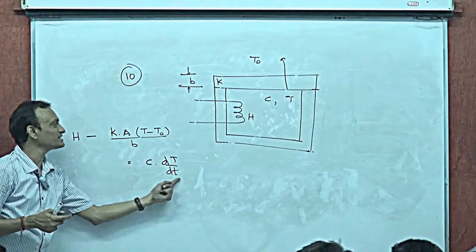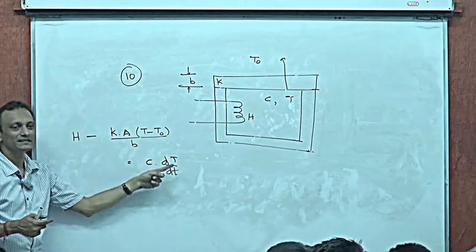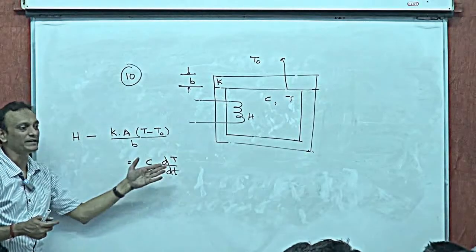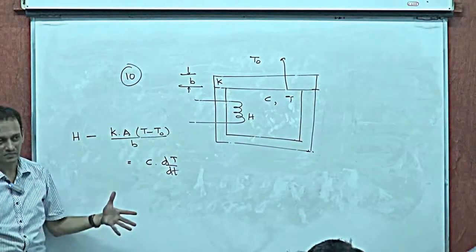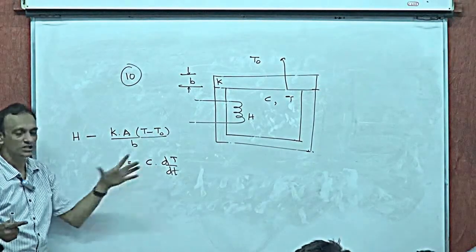You can bring this below this. You'll get an exponential function. You'll be able to get T as a function of time. At time t equal to 0, capital T was T naught. At time t equal to t, it becomes something. You'll be able to obtain T as a function of time.